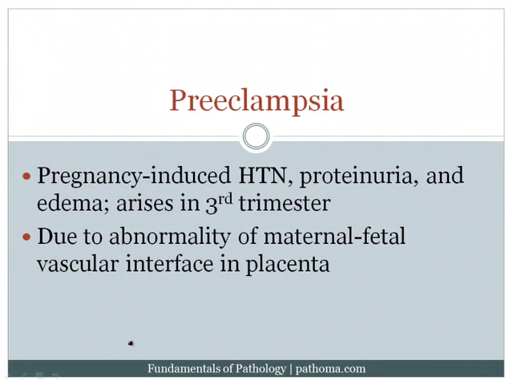Preeclampsia is pregnancy-induced hypertension and proteinuria. And the patients also have edema because they lose protein in their urine. This classically arises in the third trimester, and it's a problem of the maternal-fetal vascular interface. Basically, when you have preeclampsia, it's due to the placenta. Something is happening with the placenta that results in this complication.